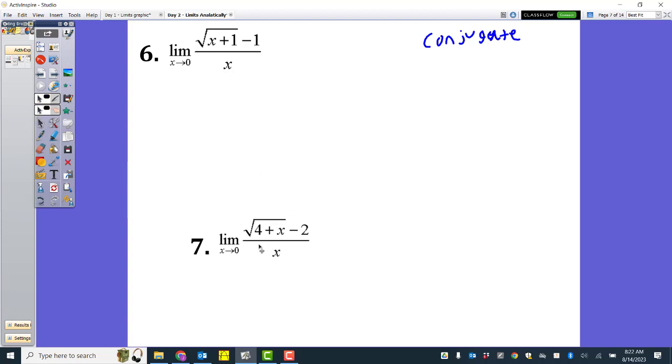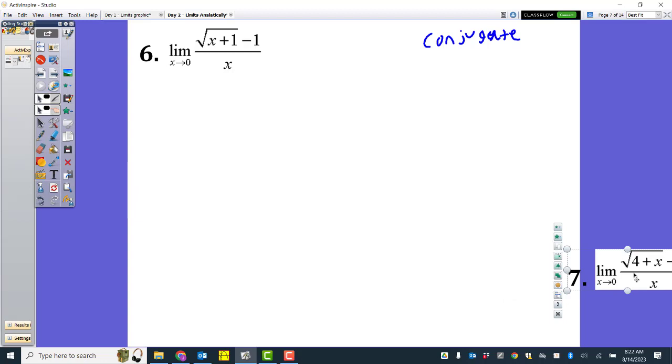So let's see if I can move this one out of the way. We're going to multiply by the conjugate here. When we multiply by the conjugate, we look at the part that has the square root, and we multiply by that same thing, but with the opposite operation between the square root and the constant. So multiply by square root of x plus 1, plus 1, over square root of x plus 1, plus 1.